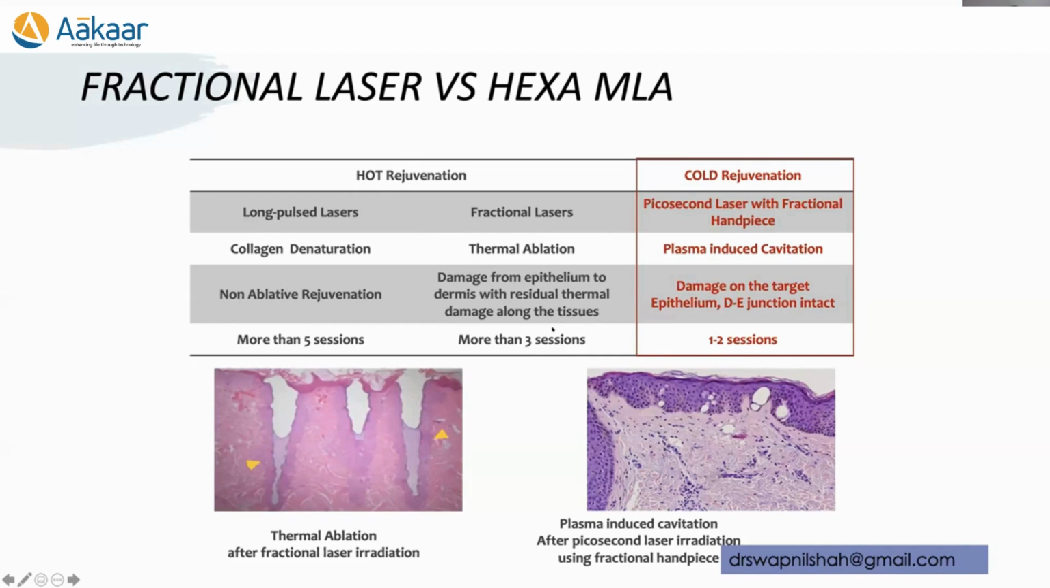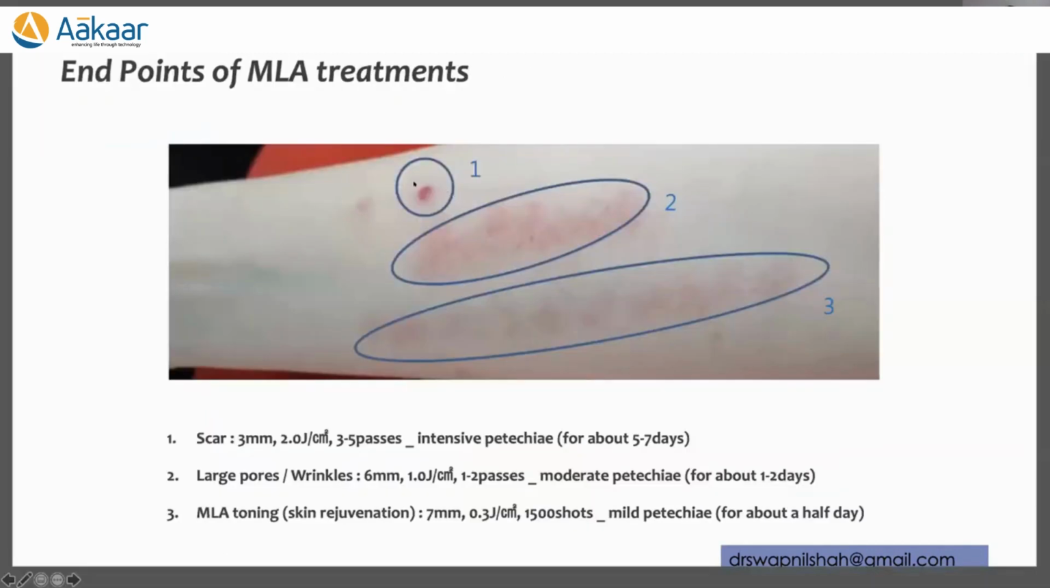And this is the endpoint of MLA treatment. Now, if you want to treat a scar, you have to achieve a little bit of purpura. If you want to treat a large pore, you have a moderate petechiae. And if you want to do toning, which is not possible with a diffractive lens array, you require an MLA, micro lens array, for toning or skin regeneration. The endpoint will be mild petechiae, which heals within about half a day.